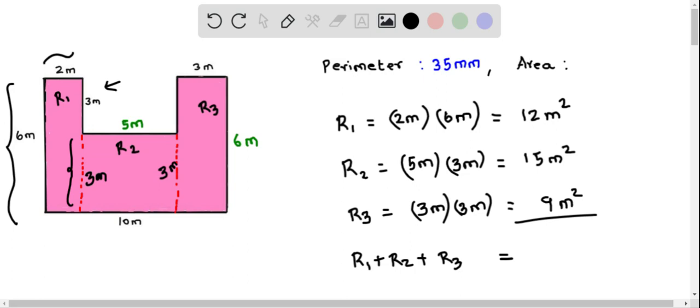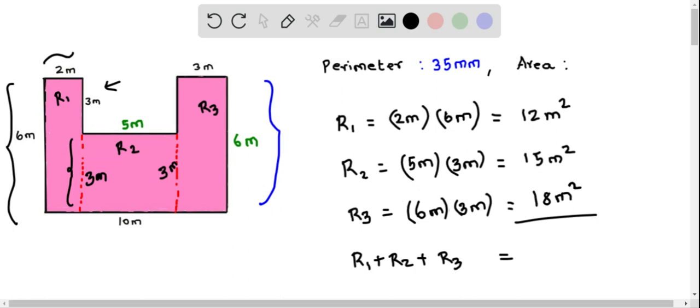I'm sorry, I think I just made a mistake over here. This is not 9 meters square, because this length of rectangle 3 is actually 6 meter. This is the length of rectangle 3. This is 6 meter, so I have to put 6 meter here. And 6 meter times 3 meter is 18 meter square.